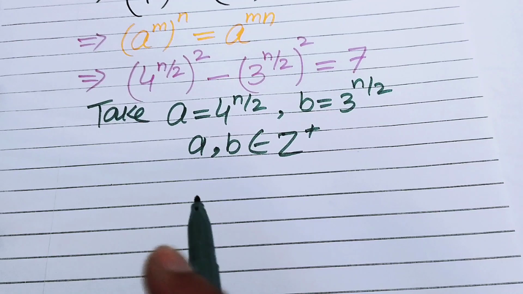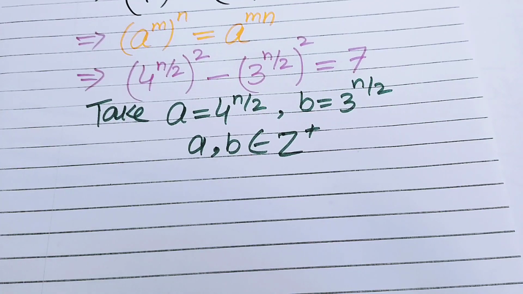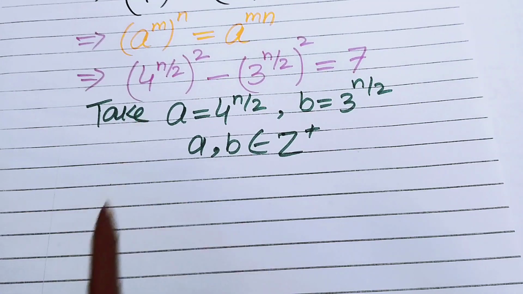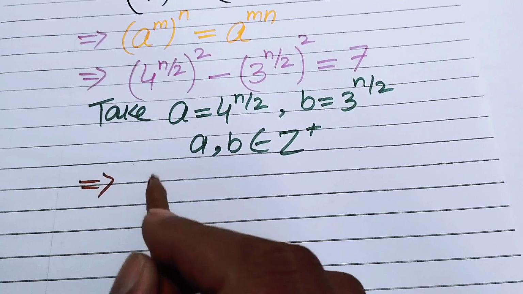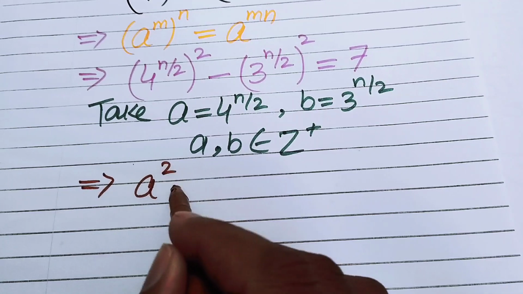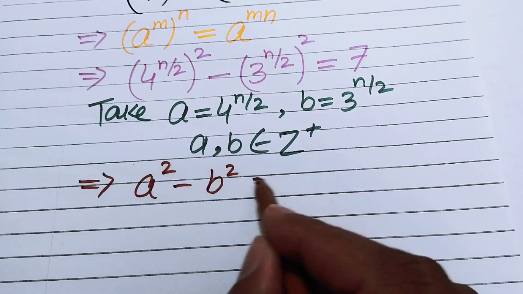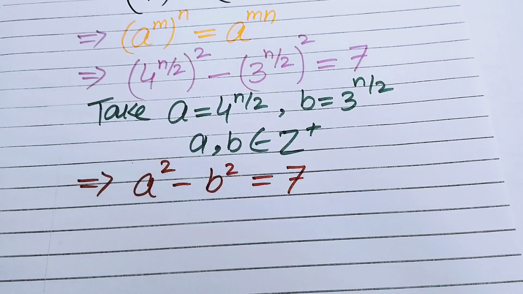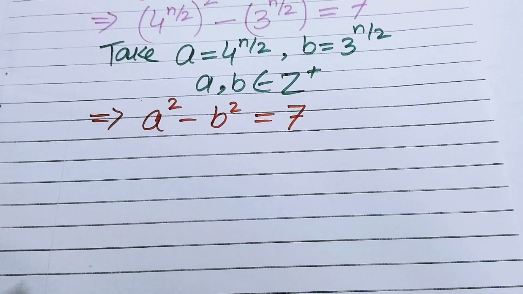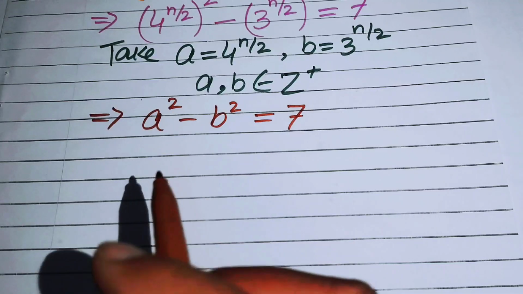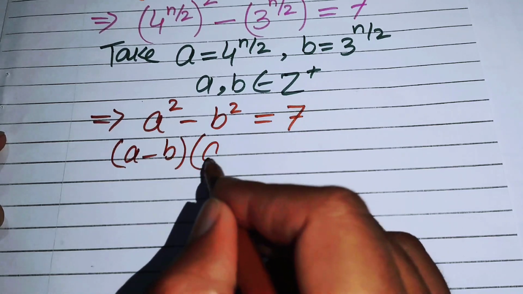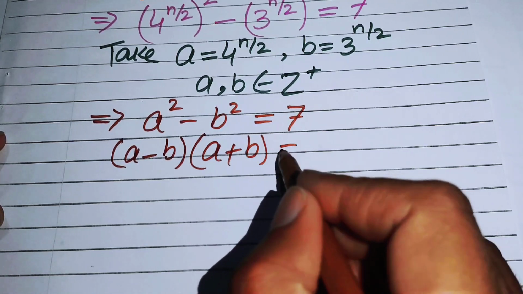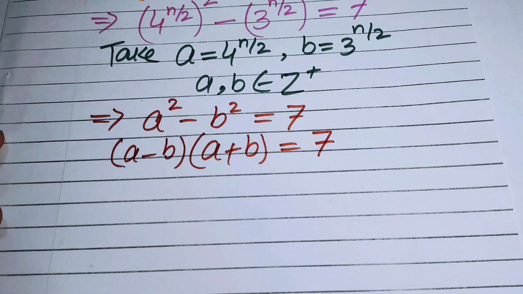Now we substitute these two values in the above expression, and it becomes a squared minus b squared equals 7. After this step, this expression becomes a minus b times a plus b, and this whole equals 7.